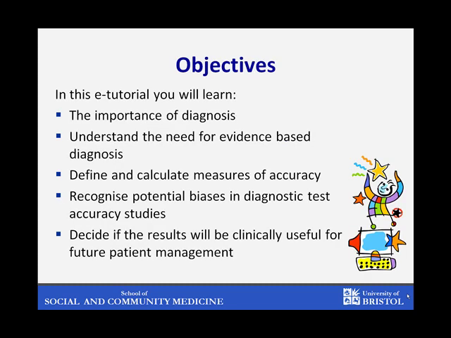In the following e-tutorial, we'll discuss issues around diagnosis, in particular some of the measures used to allow us to evaluate which of several tests may be better or worse for reaching a diagnosis. We will also discuss some of the potential biases when reading publications around diagnostic test accuracy studies, and finally discuss how these results can be used to help improve patient management.